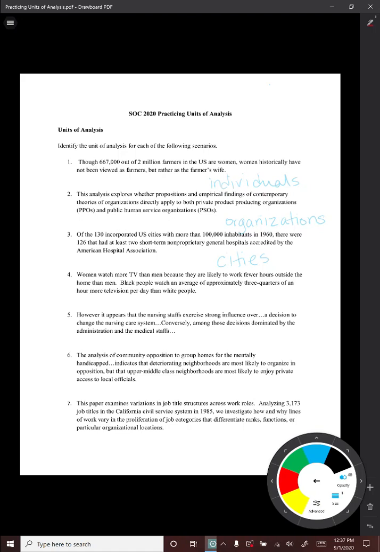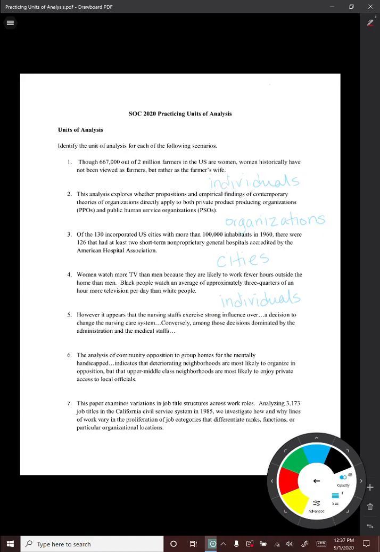Number 4, women watch more TV than men because they are likely to work fewer hours outside the home than men. Black people watch an average of approximately 3/4 of an hour more television per day than white people. Remember, anytime you think it could be gender or race or anything like that, it's likely, not always, but it's highly likely that you are looking at an example of individuals for units of analysis. Things like race and gender are variables, and so they would not be our unit of analysis. The unit of analysis tells us what we are describing.